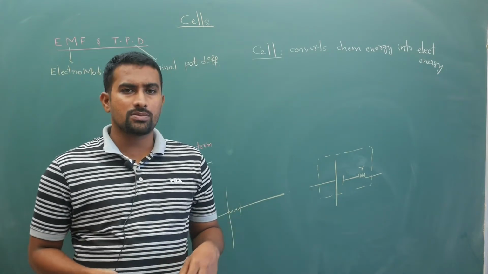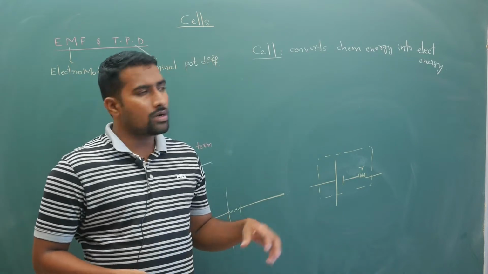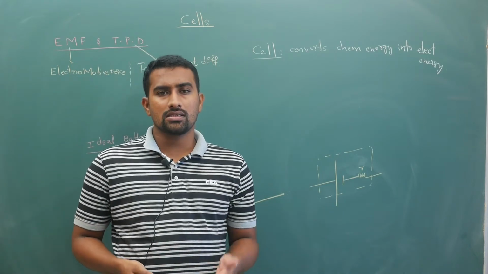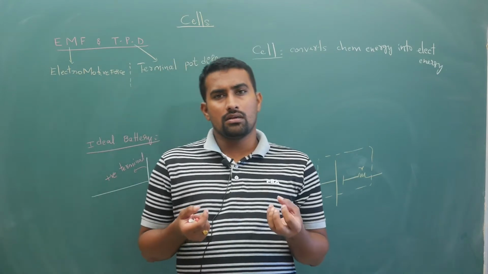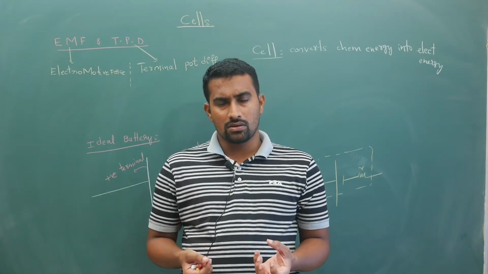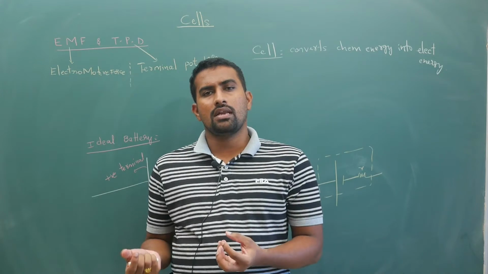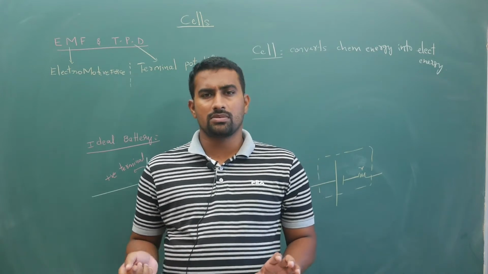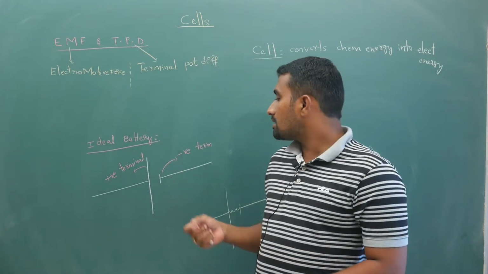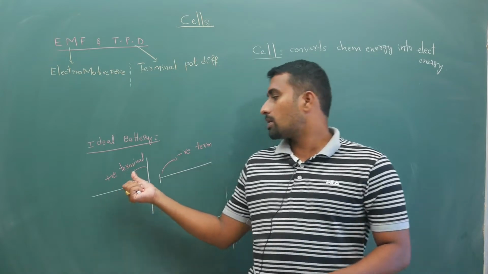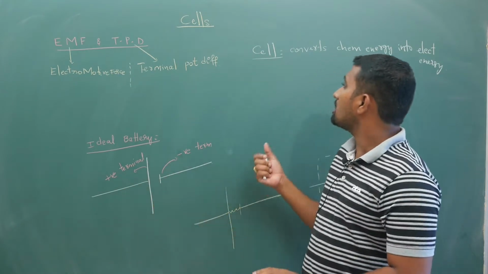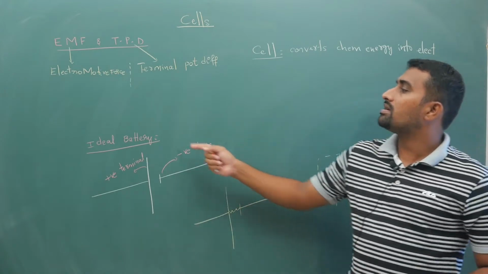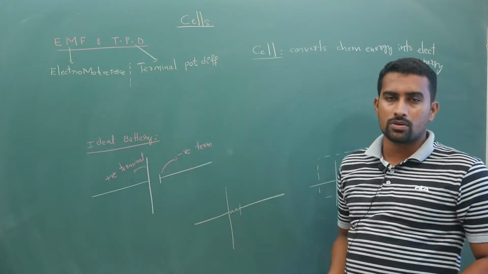But here in physics, the only thing that I want you to understand is that a cell uses chemical energy and gives electrical energy. That's all. For physics, that much is enough. And for a cell, there will be two terminals like this. One is the positive terminal, and another is the negative terminal. Now keeping this in mind, what is the difference between EMF and terminal potential difference?